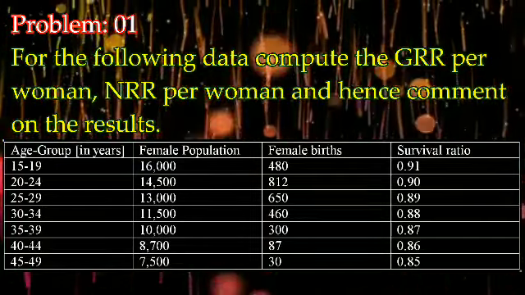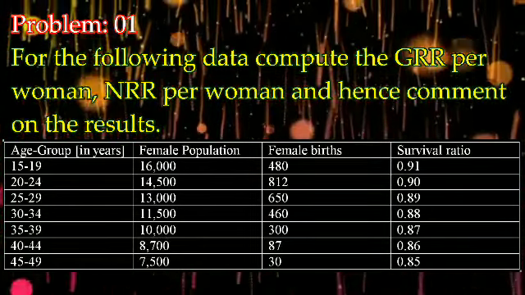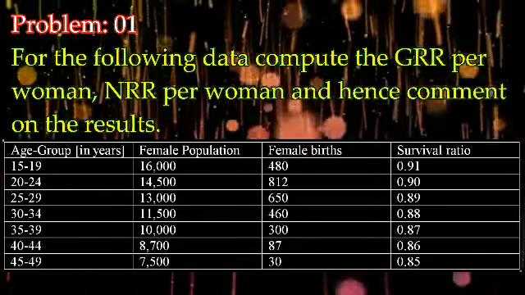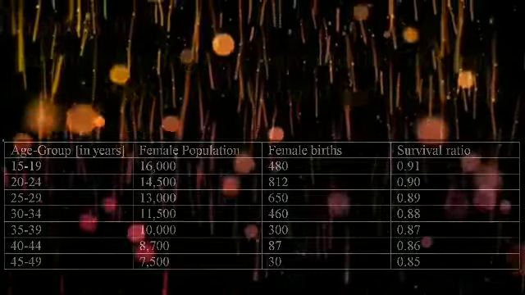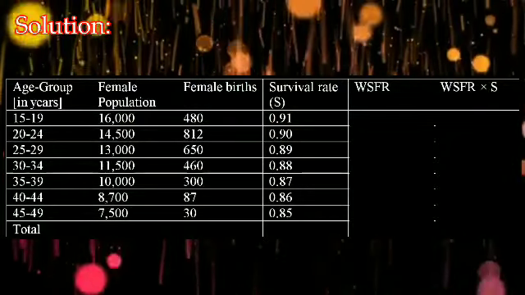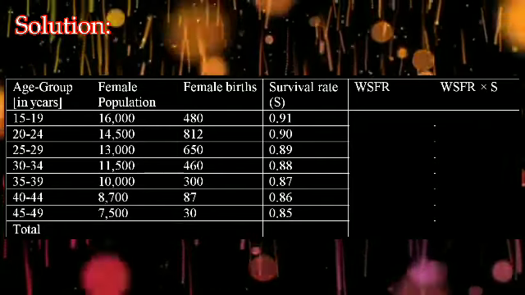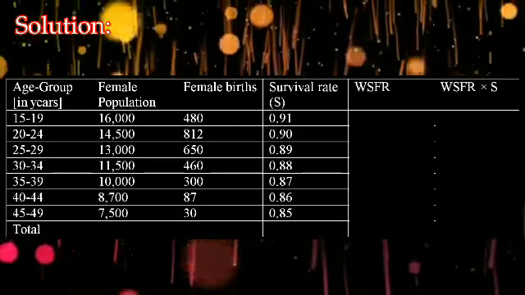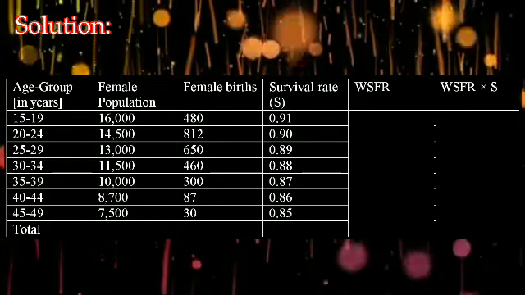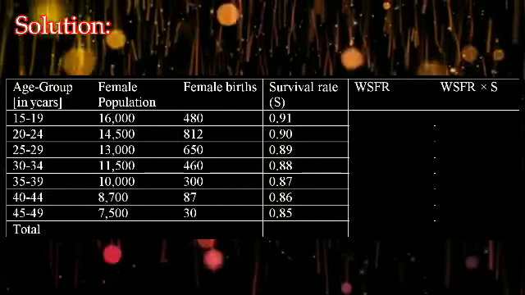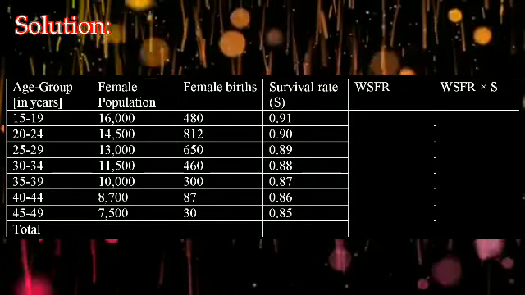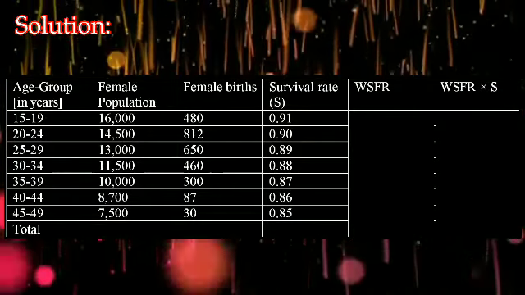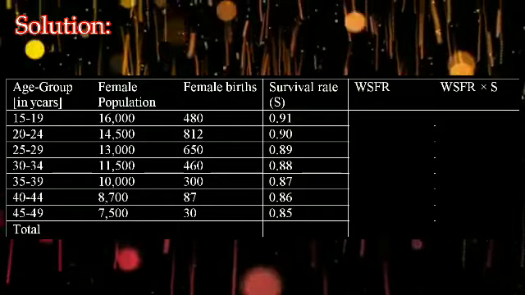Now here, in order to compute GRR and NRR, you should find the WSFR value and you should find the product of WSFR into S. Write down the solution. In the solution part, first draw the given table, copy the data from the given question, include two more columns to find WSFR and the product of WSFR into S. Now, in order to find WSFR, write its formula. WSFR equal to female birth divided by female population, which is multiplied by 1000.